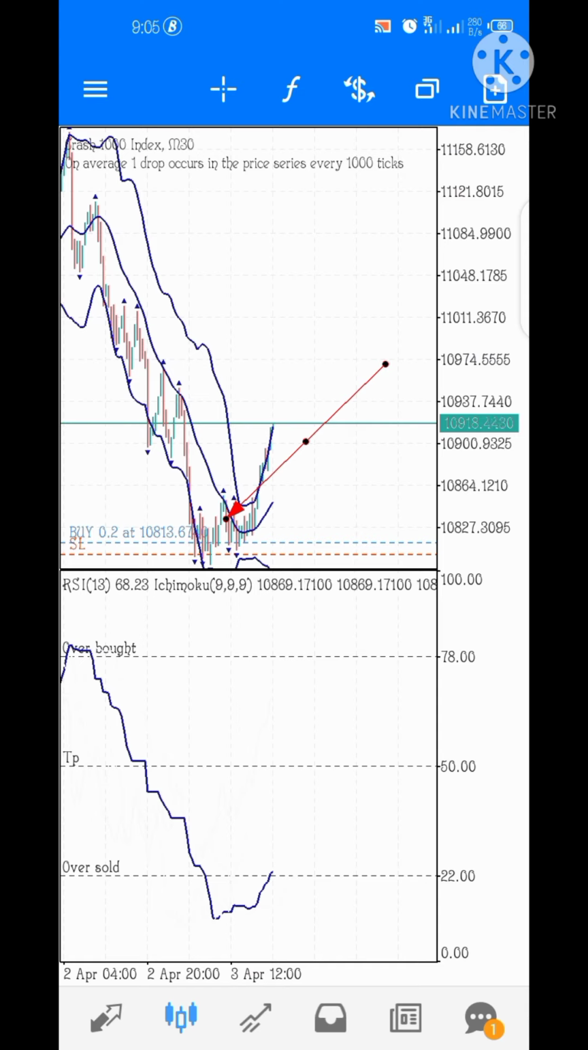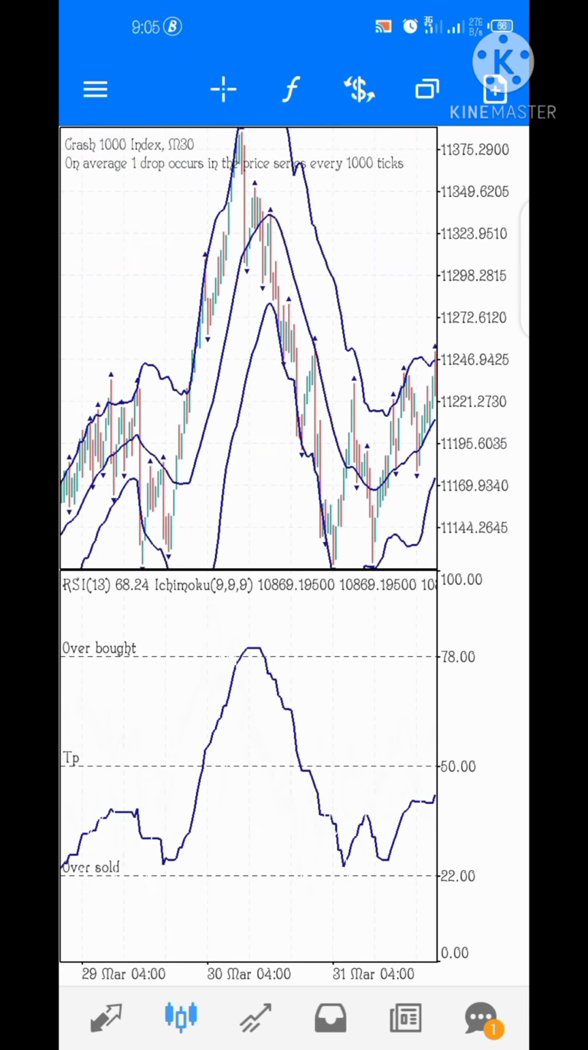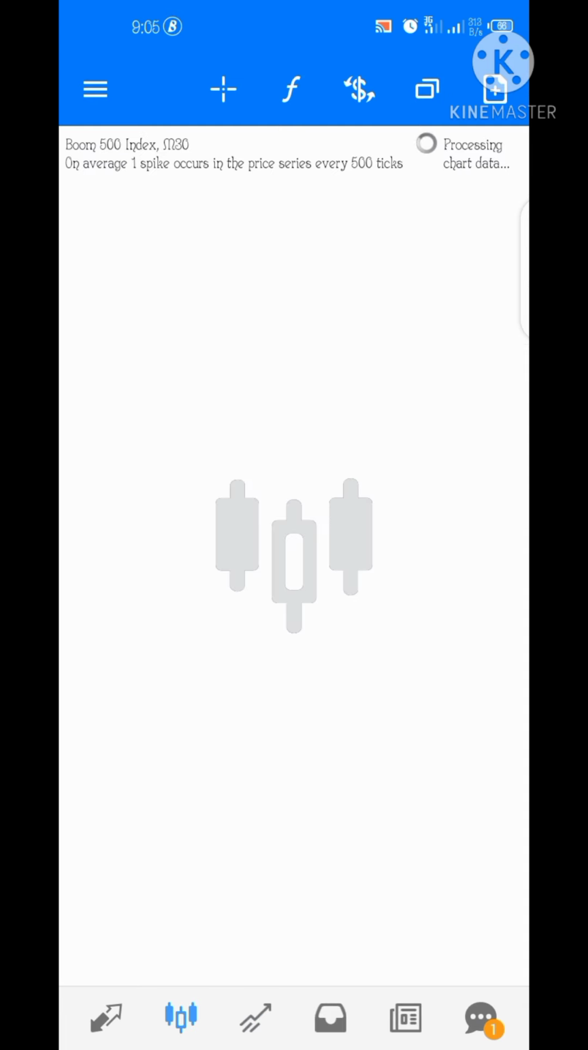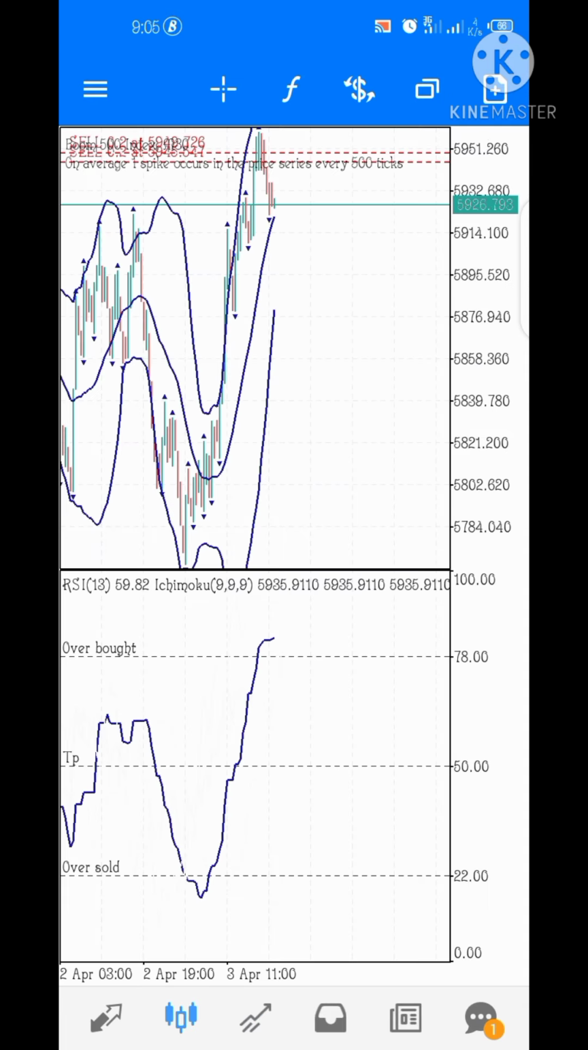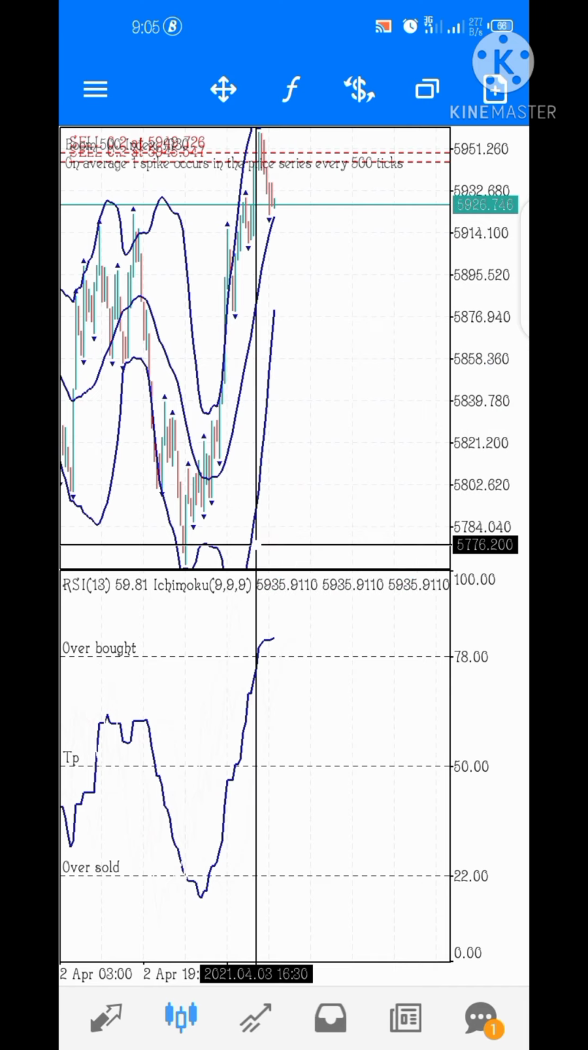So that's how to use this indicator if we want to enter a buy trade. Then for a sell trade, let me look for an entry, or okay, the one with an ongoing trade. Let me explain how I entered the trade.